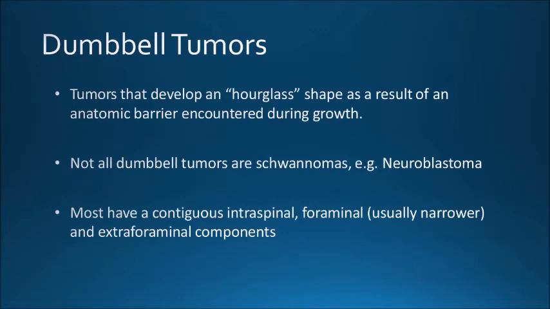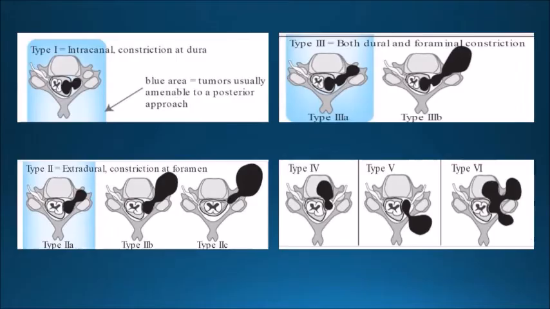So what are dumbbell tumors? Tumors that develop an hourglass shape as a result of an anatomic barrier encountered during the growth. Not all the dumbbell tumors are schwannomas actually, but they can also be neuroblastomas. Most of these have involvement of the contiguous intraspinal, foraminal, and extraforaminal components as well. And we will see an example in the coming slides.